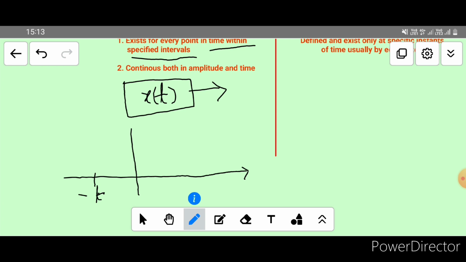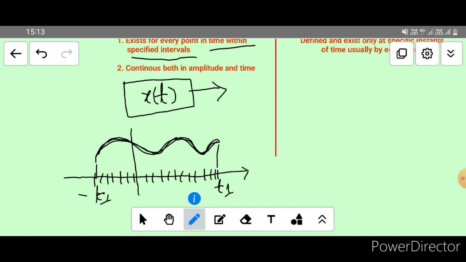Let our time interval be minus t1 and t1. So our x(t) varies between minus t1 and t1 continuously. It means for every minute and small interval of time t, there is a range of values of x(t) which is continuous. It means there is no value between minus t1 and t1 between which x(t) doesn't exist.